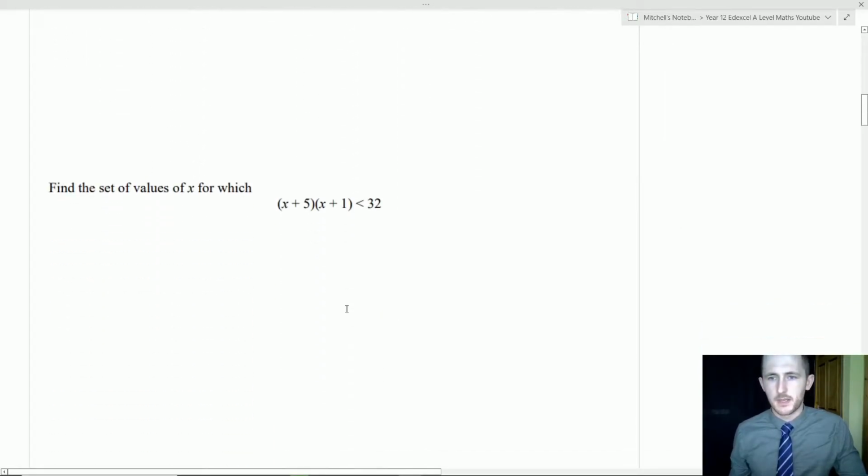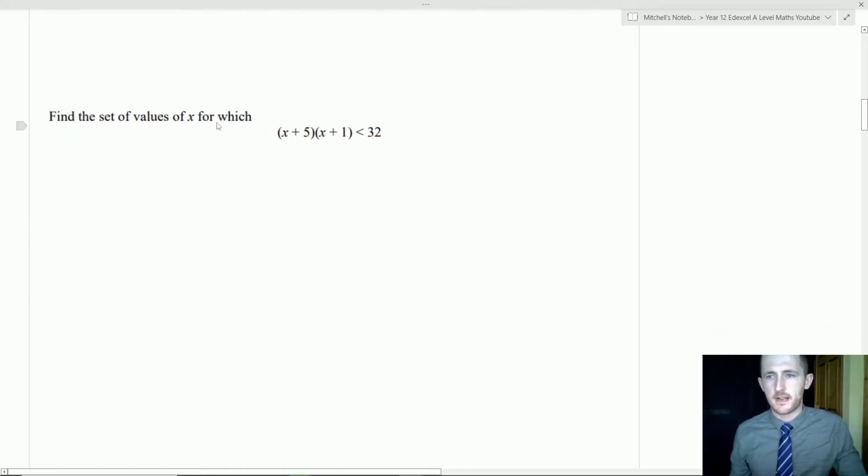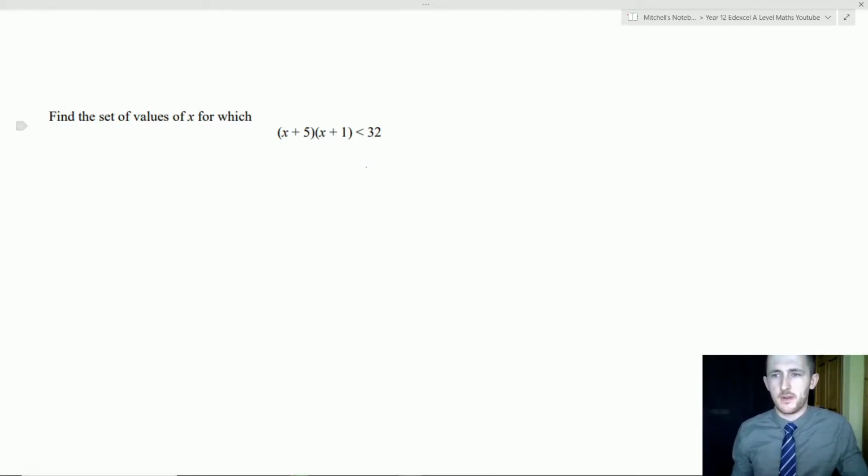So, going on to the next one. It says find the set of values of x for which (x + 5)(x + 1) is less than 32. So unfortunately, the only way we can really solve this for x is if we make this side equal to 0. So we need to minus 32 from both sides. So we get (x + 5)(x + 1) - 32 is less than 0. So we'll start off with that.